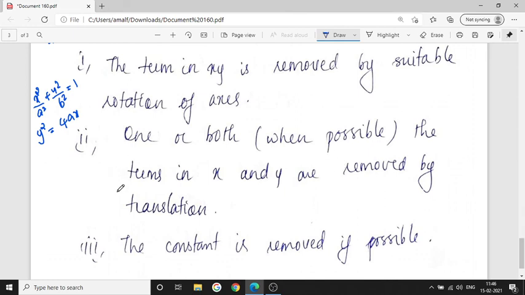Then the constant is removed if possible. So here in the case of a parabola you do not have a constant. So the constant is removed if possible. So those are the steps we will be doing when you reduce a general second degree equation to canonical form. We will see those procedures of reduction in the next class.